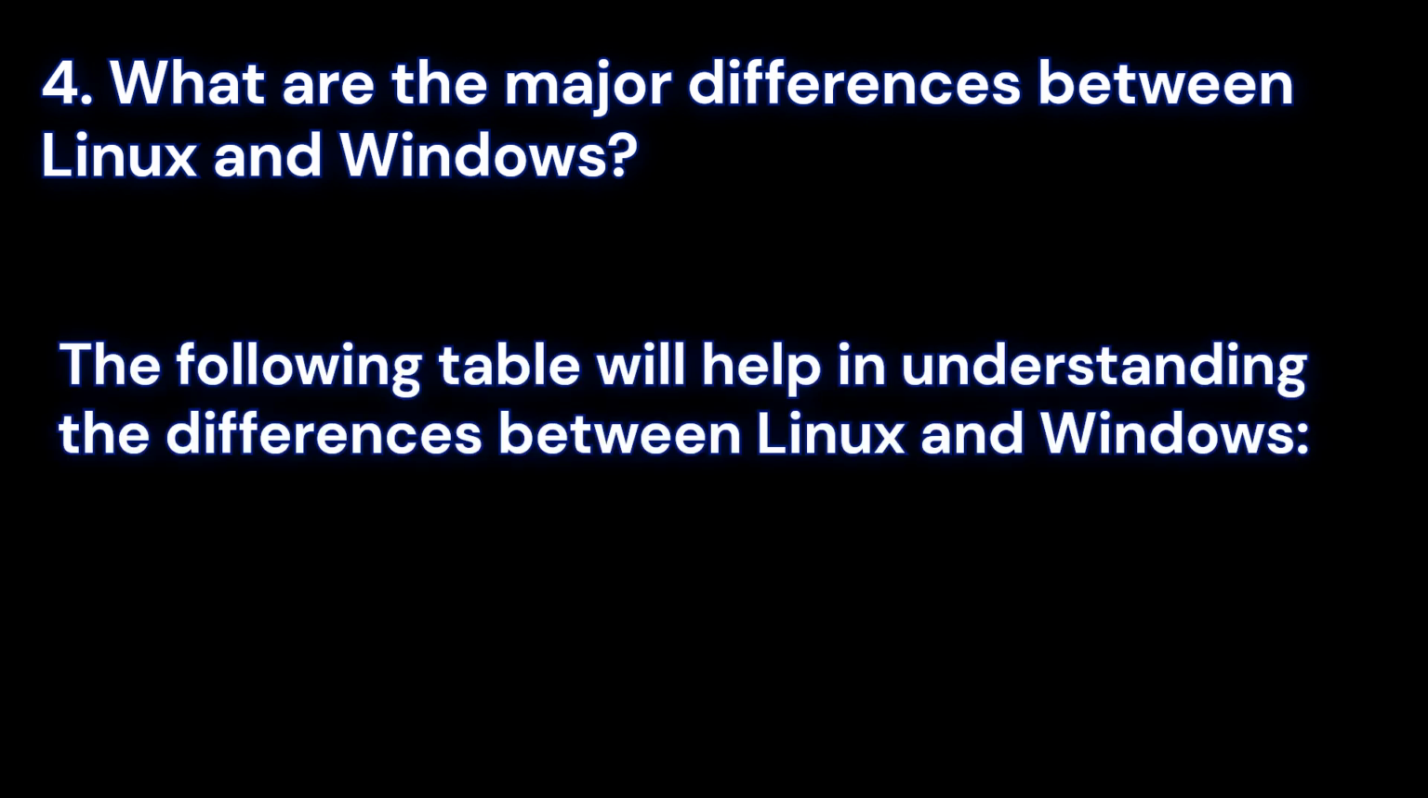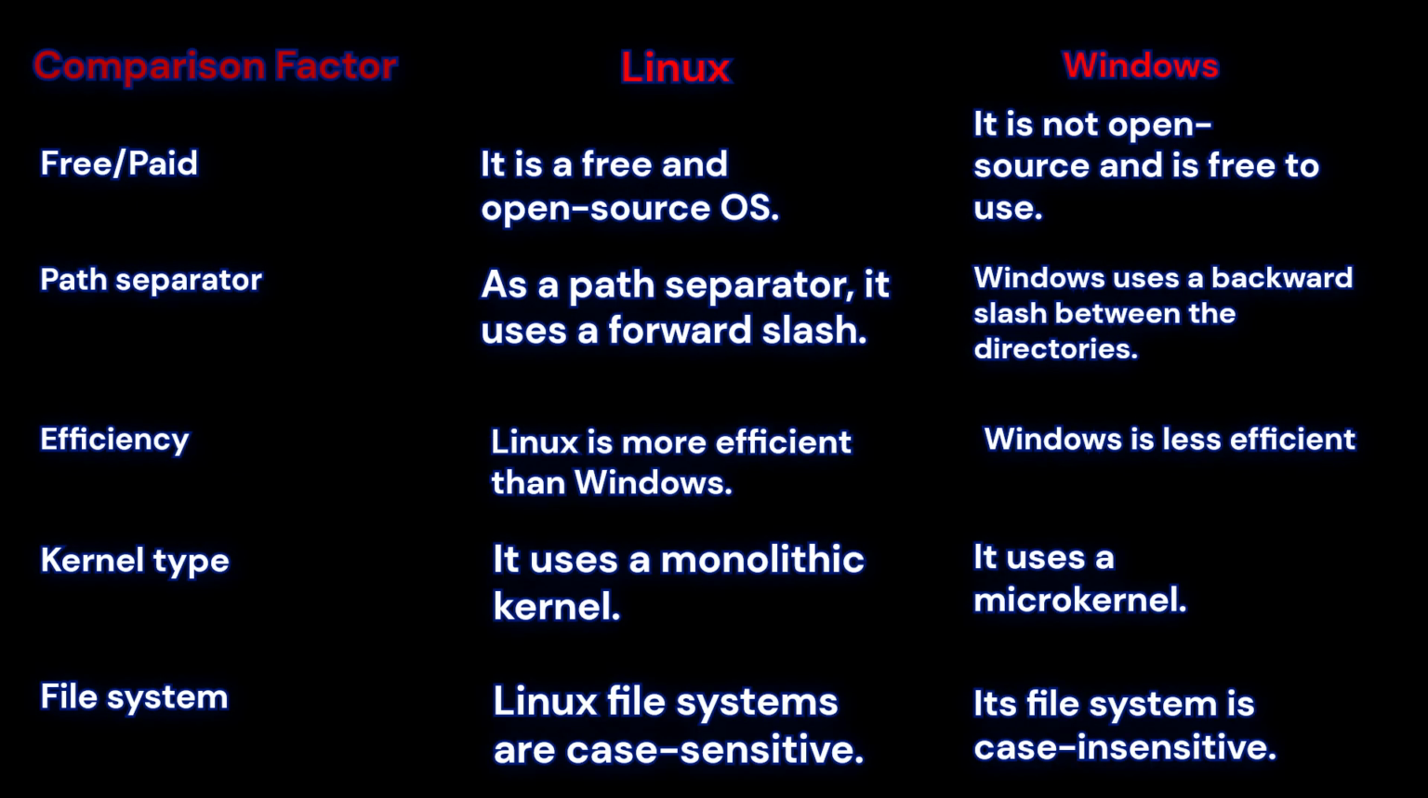What are the major differences between Linux and Windows? The following table will help in understanding the differences between Linux and Windows. Comparison factor: free and paid. Linux is a free and open source OS. Windows is not open source and is paid. Comparison factor: path separator. Linux uses a forward slash as the path separator. Windows uses a backward slash between the directories.